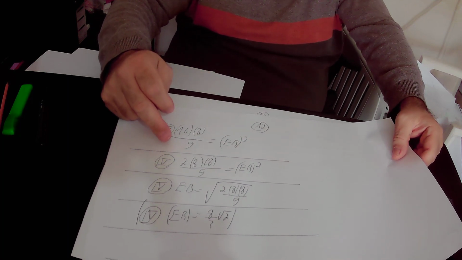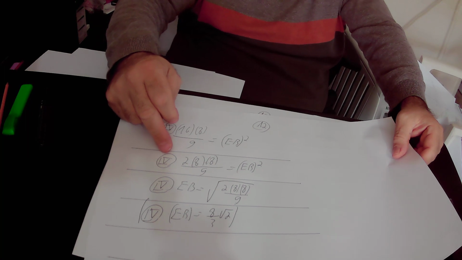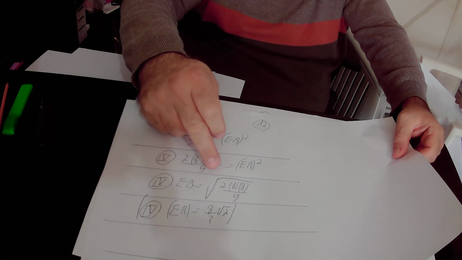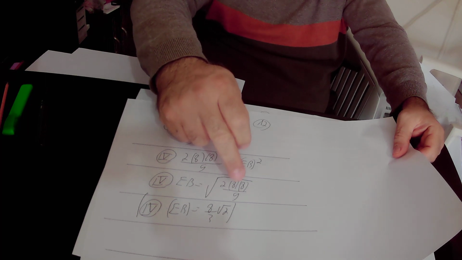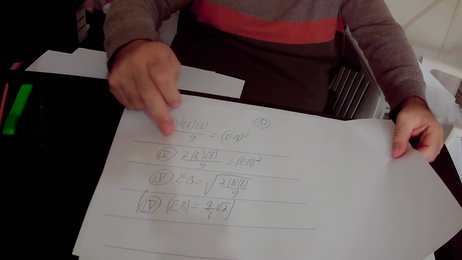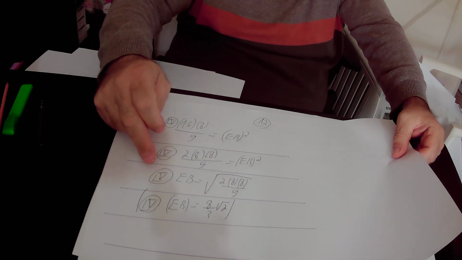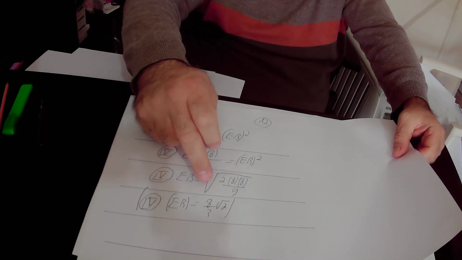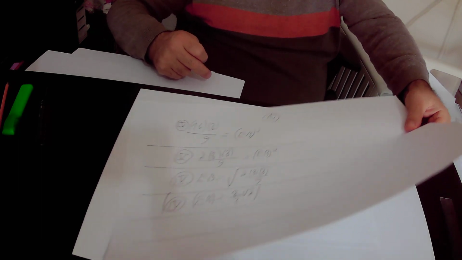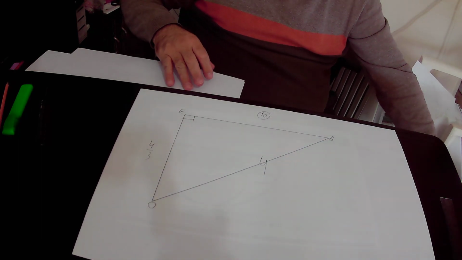We took a root out of this equation, equation number 4, and we found out that EB equals the square root of 2 times 8 over 9. The square root of 8 times 8 is 8, and the square root of 9 is 3. So in total we got that EB equals 8 over 3 times square root of 2 units. Okay, we found out the value of EB.